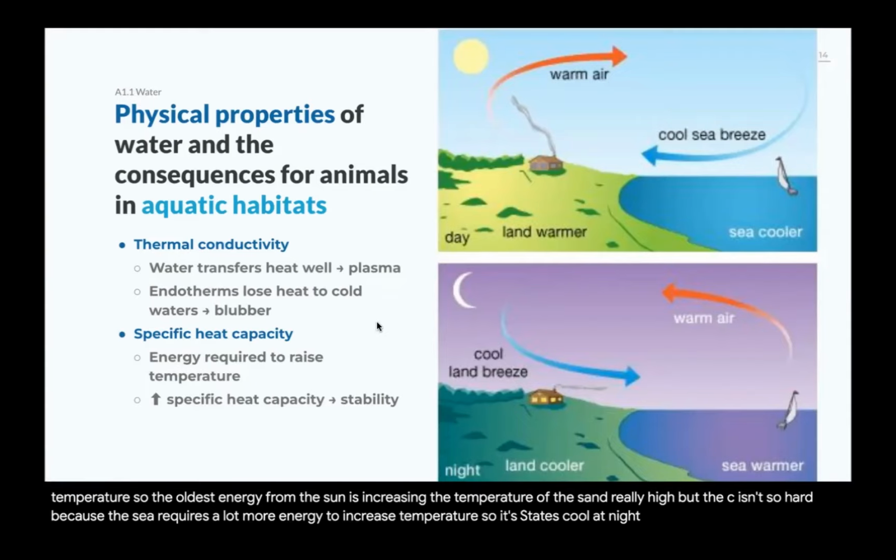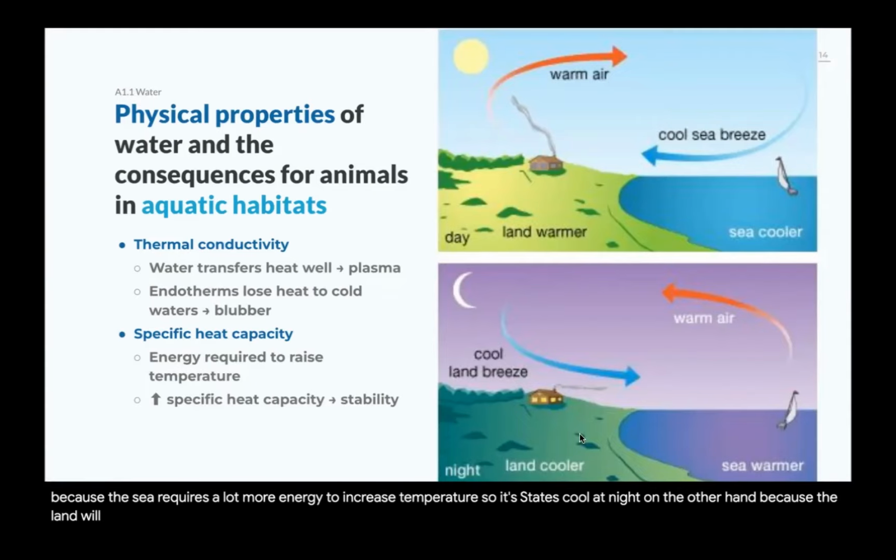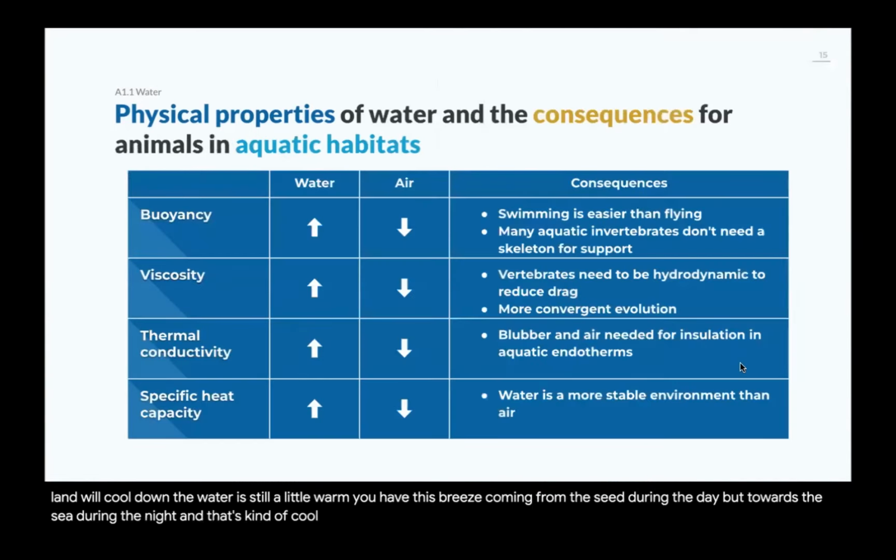At night, on the other hand, because the land will cool down, the water is still a little warm. You have this breeze coming from the sea during the day, but towards the sea during the night. And that's kind of cool, right? So here we have a little chart with the properties and the consequence comparison with air. So you can pause and take a look, write it down.